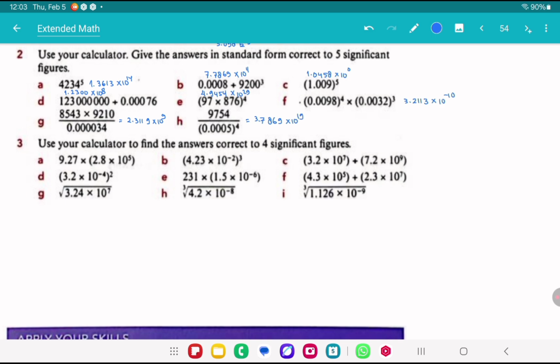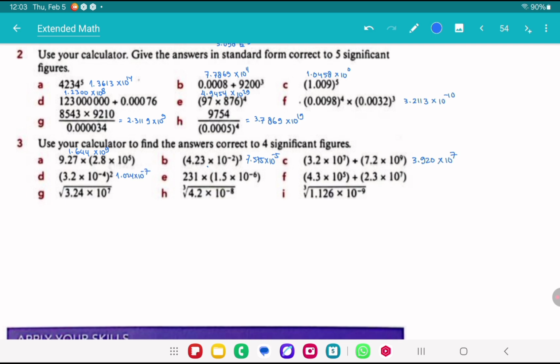For question number 3, the same question but only to 4 significant figures using calculator. For question A, the answer is 1.644 and then 10 to the power of 9. For question B, the answer is 7.575 and then 10 to the power of minus 5. For question C, 3.9020 multiplied by 10 to the power of 7. For question D, 1.024 multiplied by 10 to the power of minus 7.